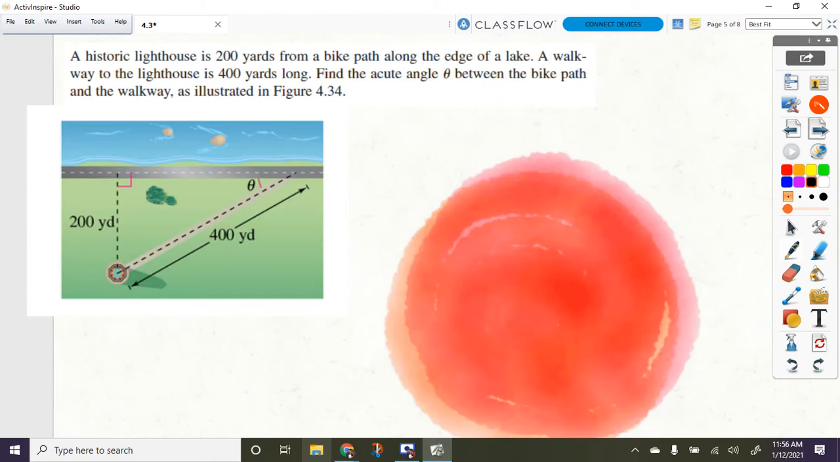So this time it says a historic lighthouse is 200 yards from a bike path along the edge of a lake. A walkway to the lighthouse is 400 yards long. Find the acute angle theta between the bike path and the walkway as illustrated in the figure. So this time our theta is this upper right-hand corner angle. And again, this time we're given two sides and we want to find the angle. So which trig function might we use?